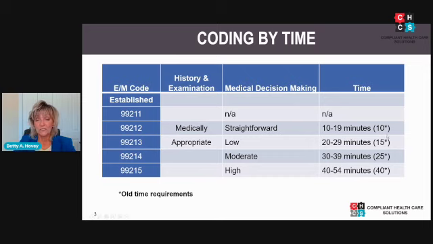And then once again, over to the side, I put what the old time requirements were when they were static times. And I'll remind us of that again when we start looking at some examples.